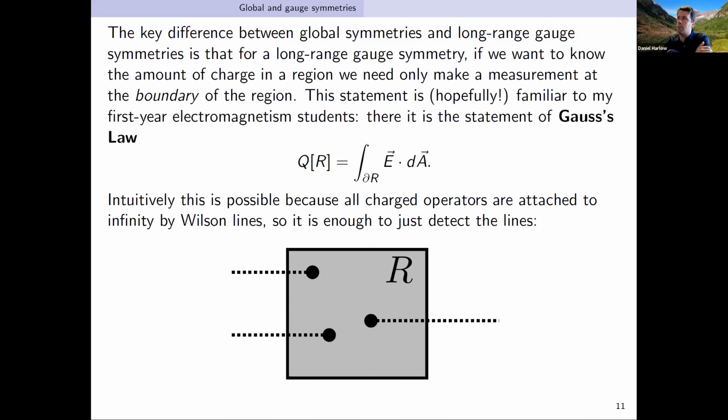And intuitively, you can think about it like this. If you don't know what a Wilson line is, I'll say it on the next slide. But if you do know, here's a picture. The idea is that charged operators in a gauge theory are always really attached to infinity by Wilson lines. And so you just need to detect the lines to know if there's a charge in here. Since any charge in here is connected to infinity by a line, that line's going to have to puncture the surface. And so what this electric flux does is it measures how many lines are going through the edge of the region, and that tells you how much charge there is inside.